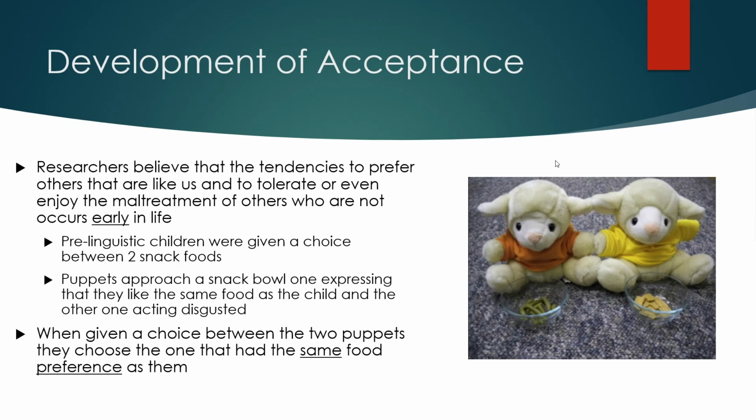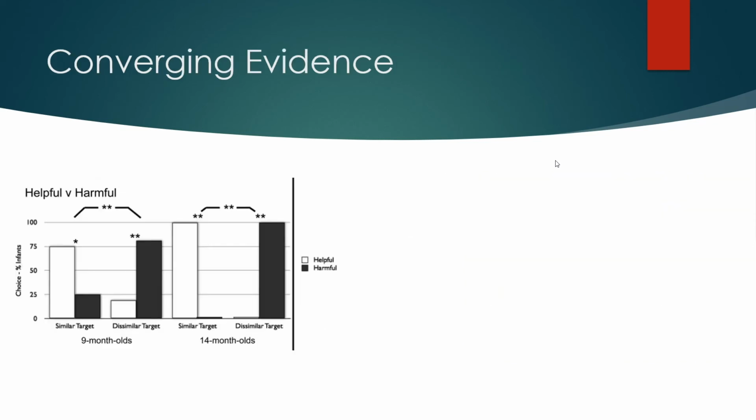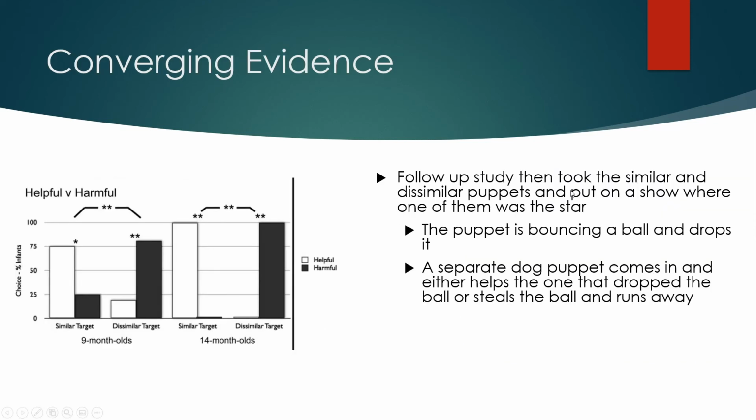But they introduced a twist to this that I think is really, really interesting. They did a follow-up study where they did kind of the same thing. They had these two puppets and showed them the two different foods. One of them liked the same food that the kid did. The other one didn't and expressed disgust. So the kids already had these ideas about the puppets.